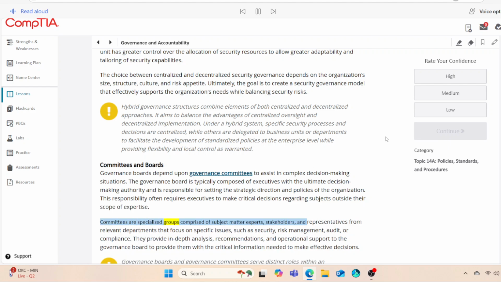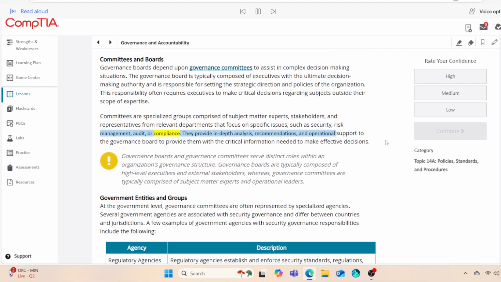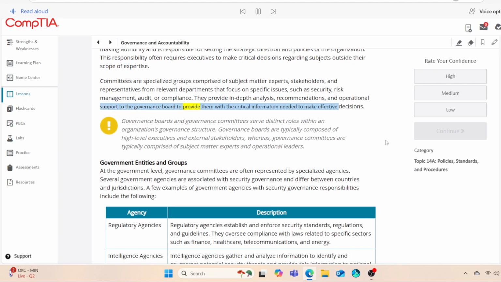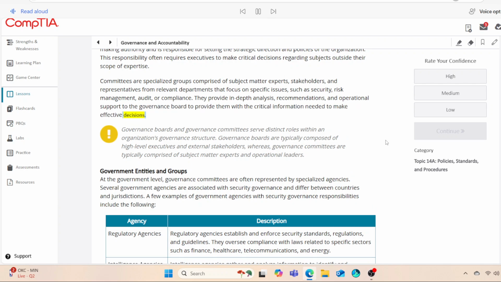Committees are specialized groups comprised of subject matter experts, stakeholders, and representatives from relevant departments that focus on specific issues, such as security, risk management, audit, or compliance. They provide in-depth analysis, recommendations, and operational support to the governance board to provide them with the critical information needed to make effective decisions. Governance boards and governance committees serve distinct roles within an organization's governance structure. Governance boards are typically composed of high-level executives and external stakeholders, whereas governance committees are typically comprised of subject matter experts and operational leaders.